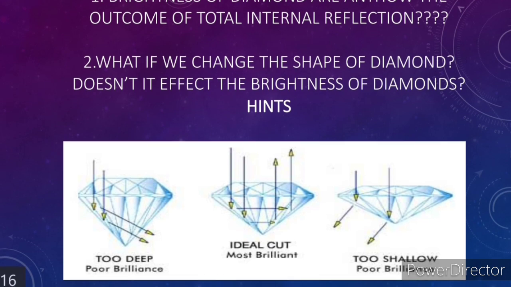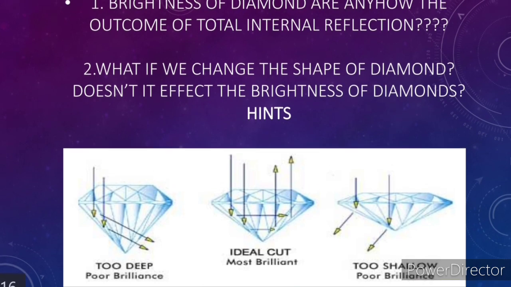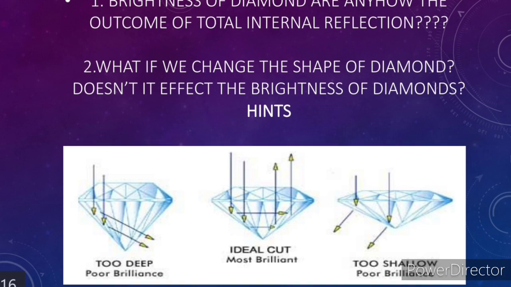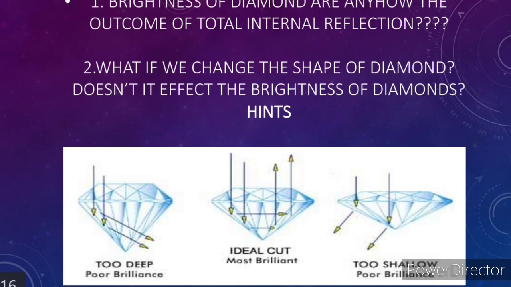I am giving some hints as pictures. First is, what do you mean by the brightness of a diamond? Is it because of total internal reflection? If so, if I change the shape of the diamond regularly, does it affect the brightness? I have given some hints as pictures and also have drawn the ray diagrams for it. I am sure you can do it.